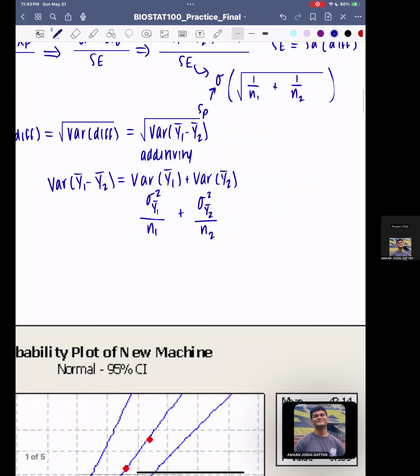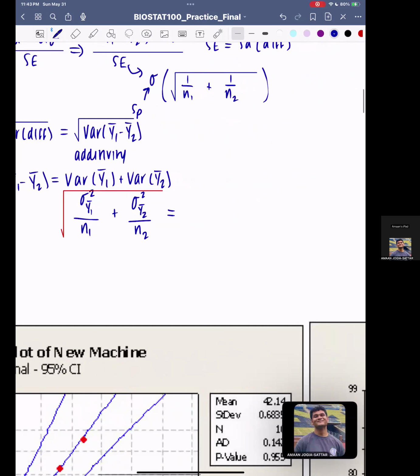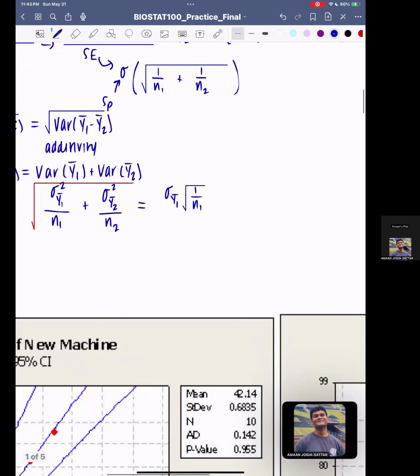Now we can bring back our lovely square root. So I'm going to do that in red. And what is this going to be equal to? Well, we're going to have sigma y1, square root, oh, sorry, 1 over n1 plus, apologies, I just totally messed up my math.